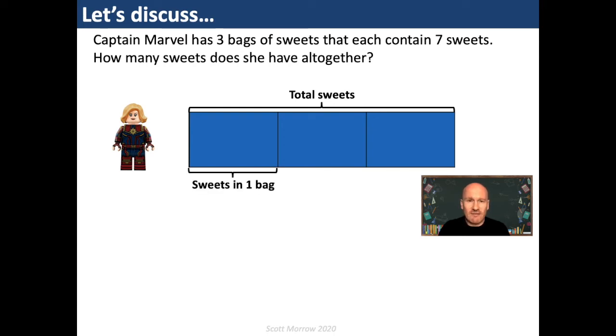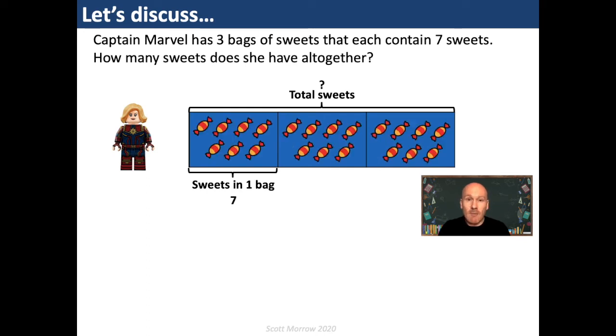We know that there's 7 in each bag. What we're trying to work out in this case is how many sweets there are altogether. So you can see there, we know the value of each part. We know there's 7 in each, so let's put 7 sweets in each of those bags, and we know there are 3 bags. So all we're trying to do is work out how many sweets there are there altogether. Now we could count those up one at a time, and I'm going to use a number line just to record what I'm counting. So let's start with 0.